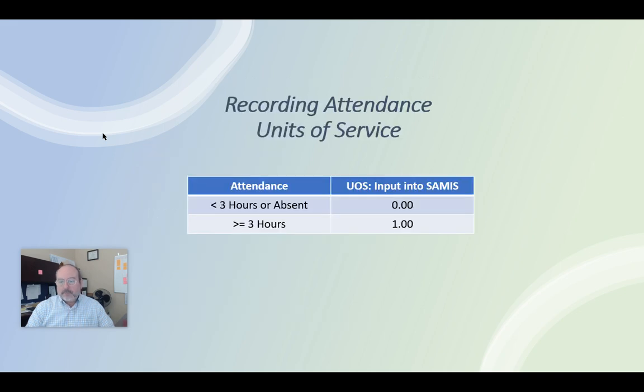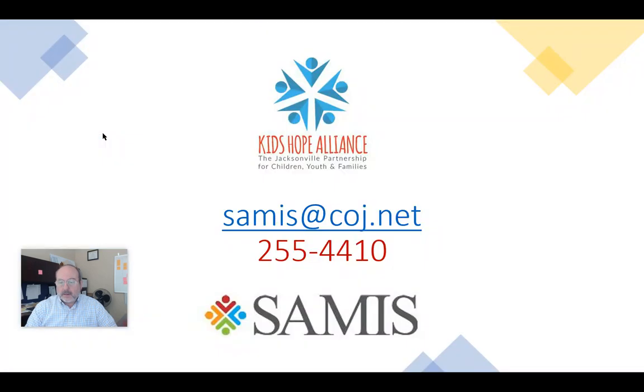Before we get into it, I want to stress the recording of attendance, how that breakdown is going to look. For a participant in your summer camp that is there less than 3 hours, you'll have to show that the same as being absent. That will be recorded as 0.00. Any participant that's there at least 3 hours will receive a full day of units of service, which is a 1.0. And we'll see how to do that in a moment.